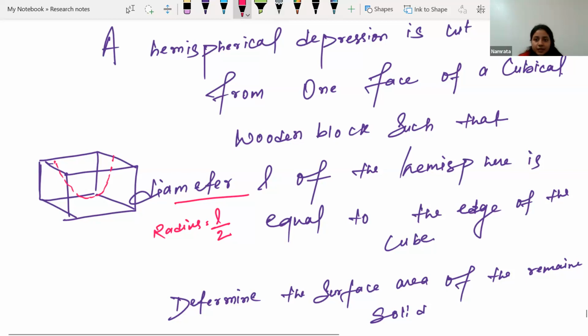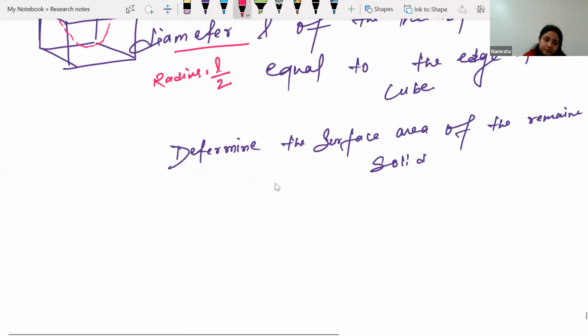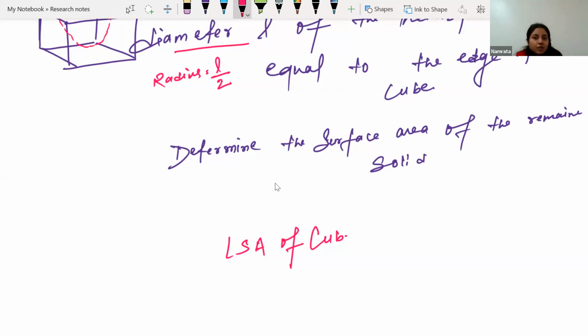What to do? Any idea? How to find the total surface area? We have to take the LSA of the cube minus the LSA of the hemisphere. Yeah, ma'am, because they said to find the remaining, so they are telling about the TSA. We have to do the TSA of the cube plus LSA of the hemisphere minus the area of the circle.